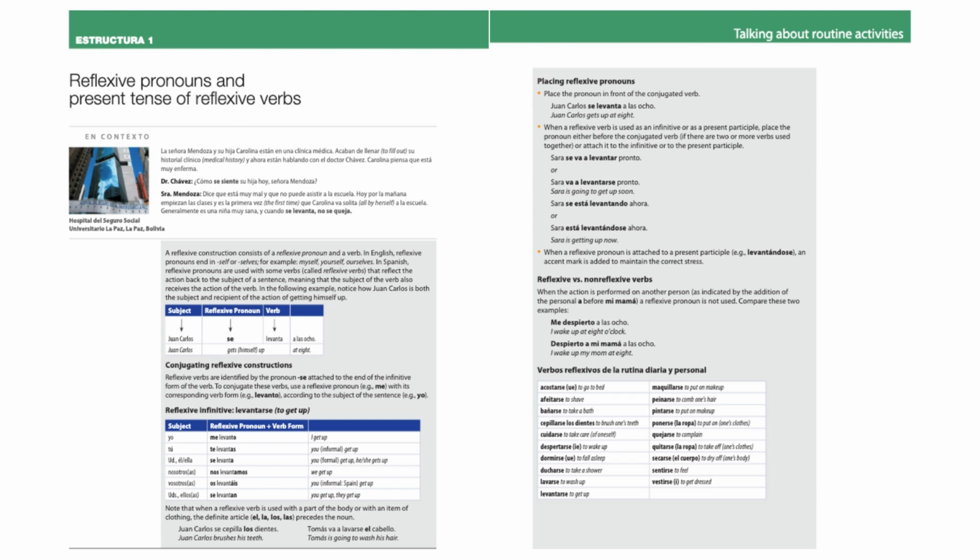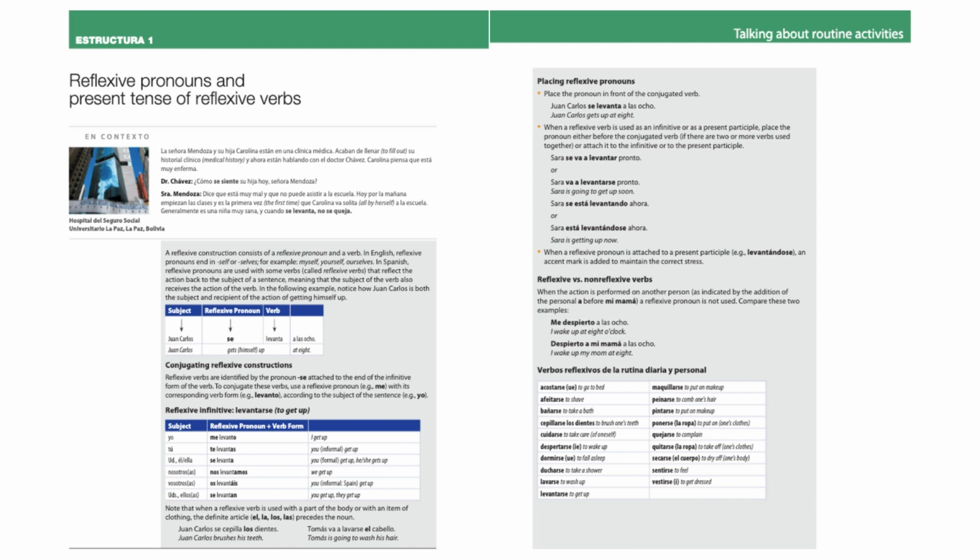Perfect. So reflexive pronouns and present tense of reflexive verbs. So a reflexive construction consists of a reflexive pronoun and a verb. In English, reflexive pronouns end in self or selves. For example, myself, yourself, ourselves. In Spanish, reflexive pronouns are used with verbs, called reflexive verbs, that reflect the action back to the subject of a sentence, like I said before, meaning that the subject of the verb also receives the action of the verb.